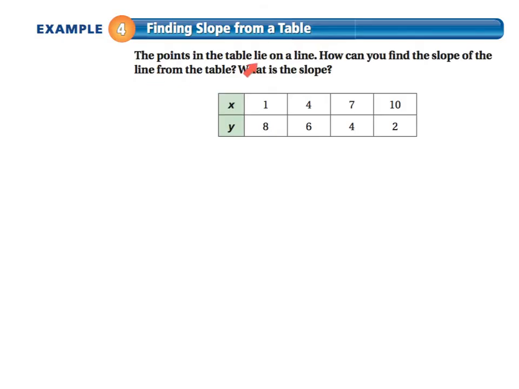Example 4. The points in this table lie on a line. How can you find the slope of the line from the table? What is the slope? Here is the great news: there are so many ways to do this. You have 4 ordered pairs: (1, 8), (4, 6), (7, 4), and (10, 2). If you pick any 2 points, you can find the slope. I could pick (1, 8) and (10, 2), or (4, 6) and (7, 4). It does not matter. I'm going to pick these 2 and find the slope.